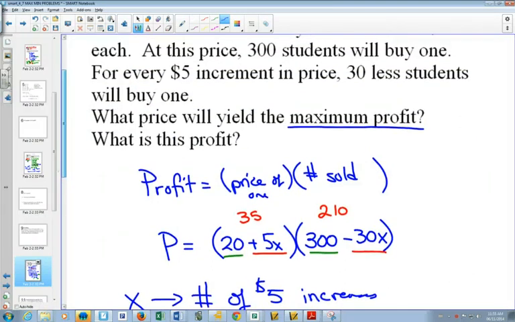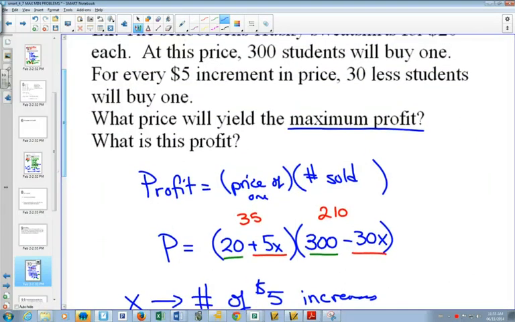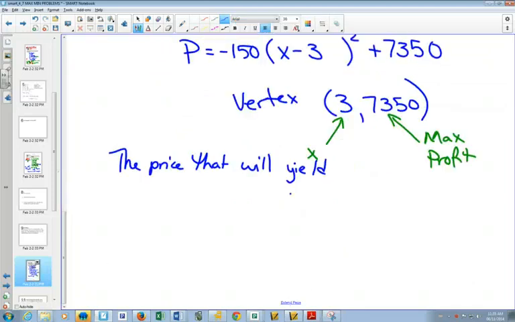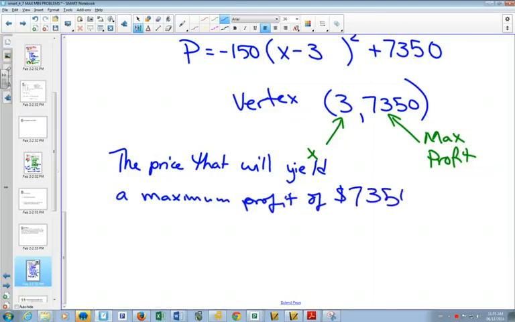What price will yield the maximum profit? $35. And what is the profit? So the price that will yield a maximum profit of $7,350 is $35. And at that price, 210 people will buy.